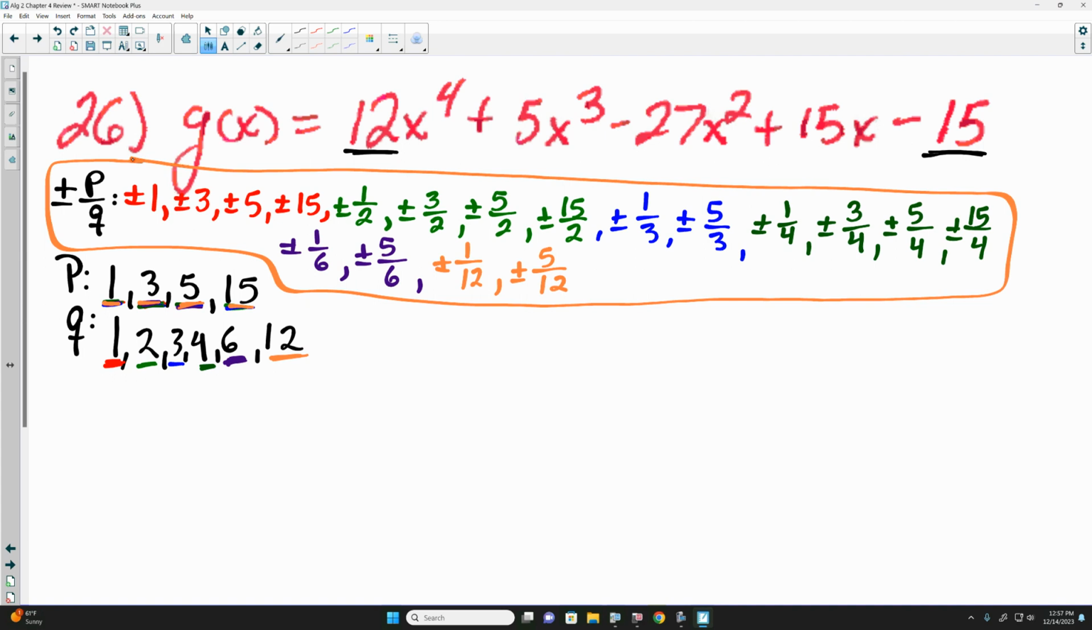That's it, because all it's asking is to find the rational zeros. It does not say to solve. Even if we did try to solve, none of these zeros work. Questions on 25 and 26?